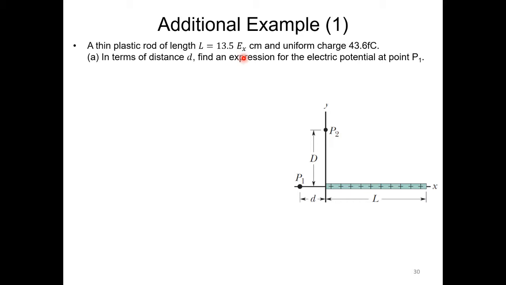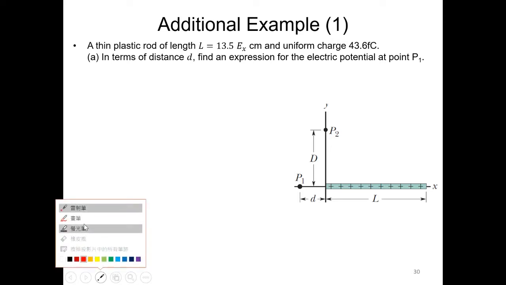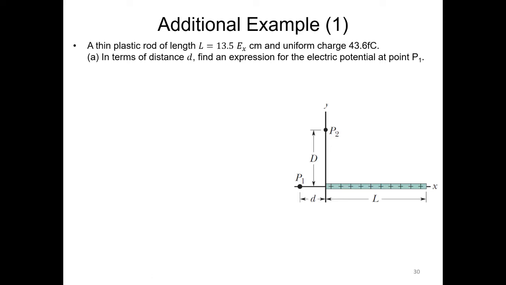What is that? Or maybe just a typo. I think it's just a typo. Okay. This one, L should be 13.5 cm. Just ignore the EX. And uniform charge 43.6 femtocoulomb. In terms of distance D, this is D.